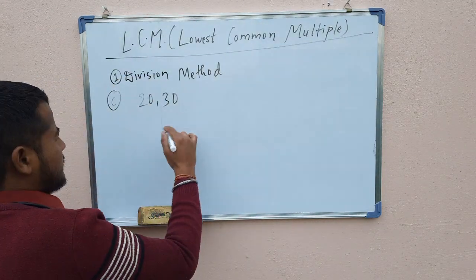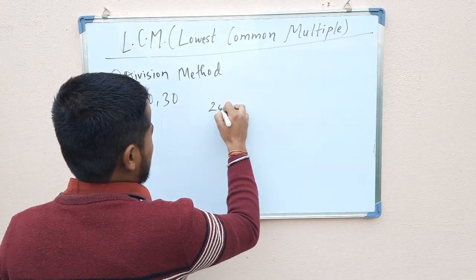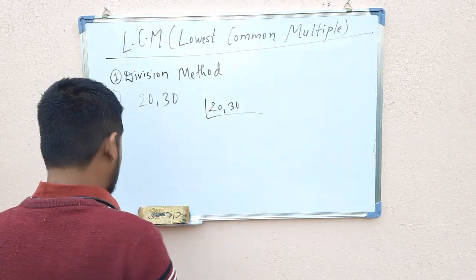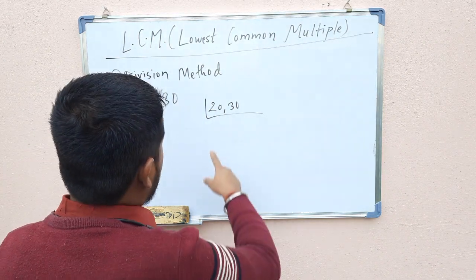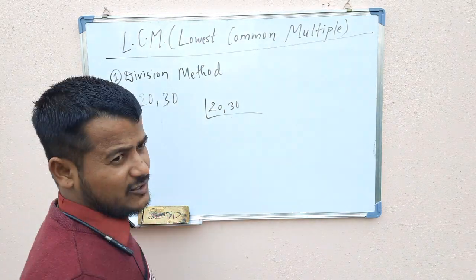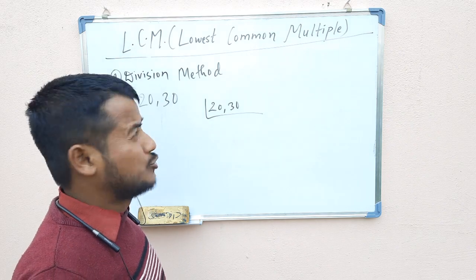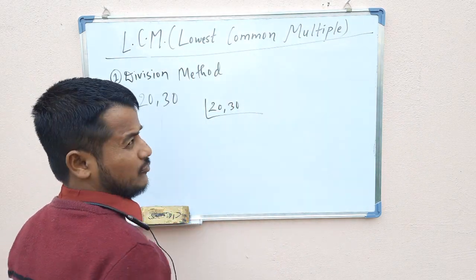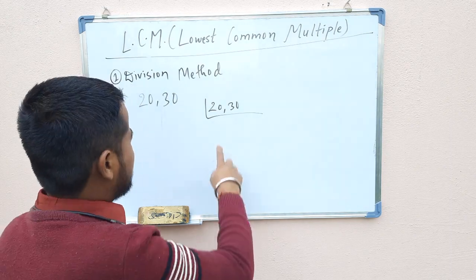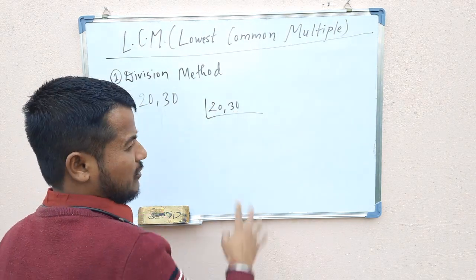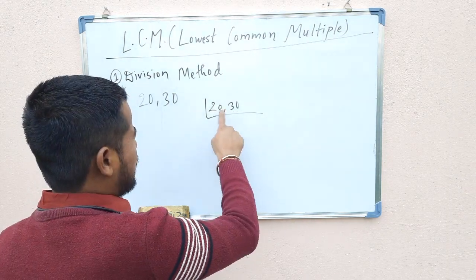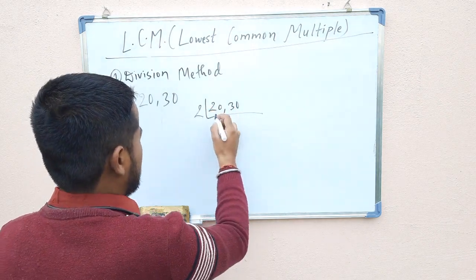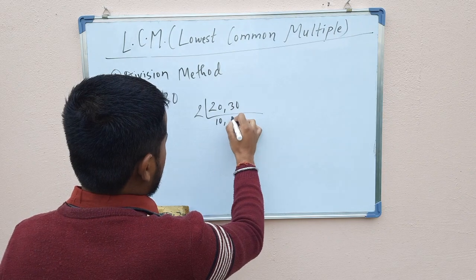Now look here, 20 and 30. Which number should you keep? Like 5 4s are 20, 5 6s are 30. 5 also you can put, but you should put the lowest number at first. From 2 also it can go. 3, this 30 will go, 20 will not go. 4, with 4 this will go, this will not go. So the lowest number is 2. 2 10s are 20, 2 15s are 30.